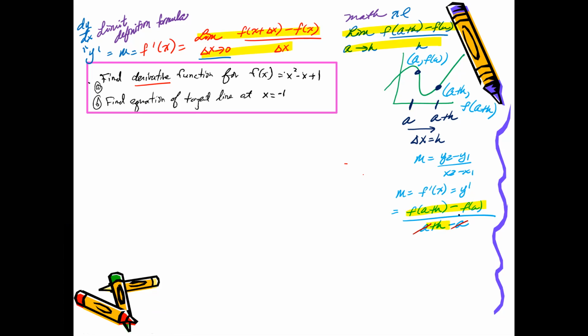All right, it says find the derivative function for f of x equals x squared minus x plus 1. So let's go ahead and work on that. The first thing I'm going to do, using the limit formula, is write f of x plus delta x, which is x plus delta x squared, minus x plus delta x, plus 1. I have to FOIL this, so that'll be x squared plus 2x delta x plus delta x squared minus x minus delta x, because you have to distribute the negative sign, plus 1.